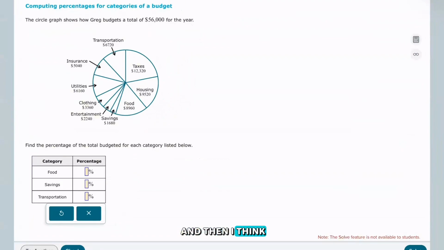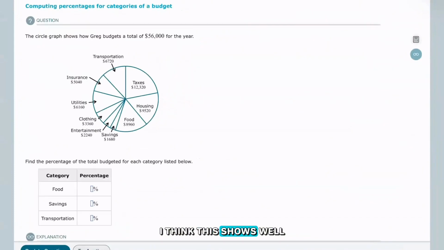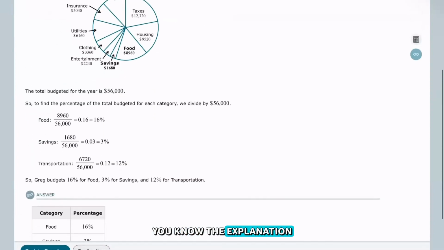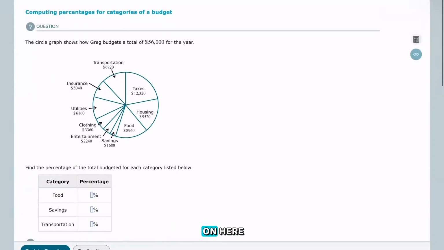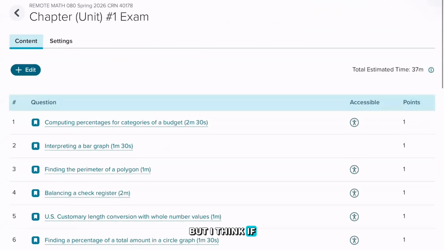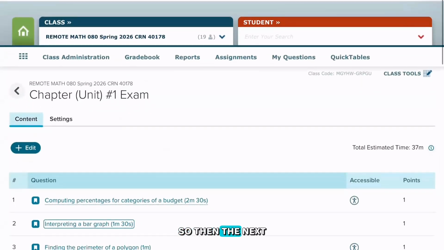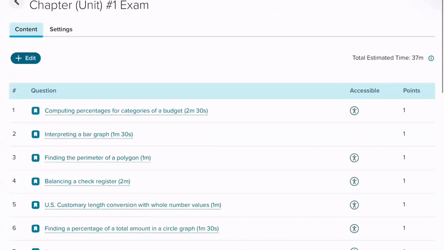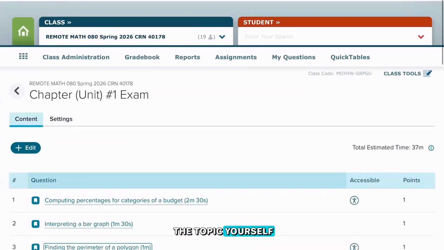And then I think this shows, well, I thought it did, but there is the explanation. So mine has solve on here, but if you look at the explanation, it's kind of the same thing. So then the next one looks like this. All right. And remember, I'm going to make a video of this so you can pause it later and then go to the topic yourself.